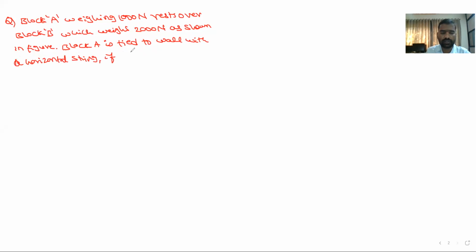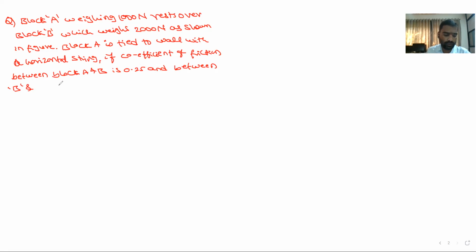If the coefficient of friction between block A and B is 0.25, and between B and floor is 1/3.